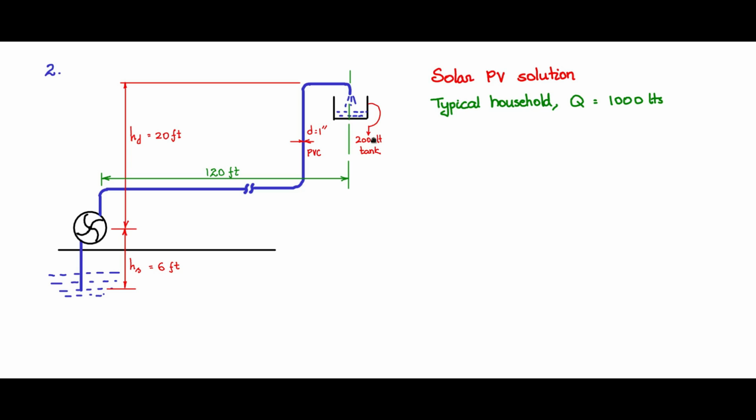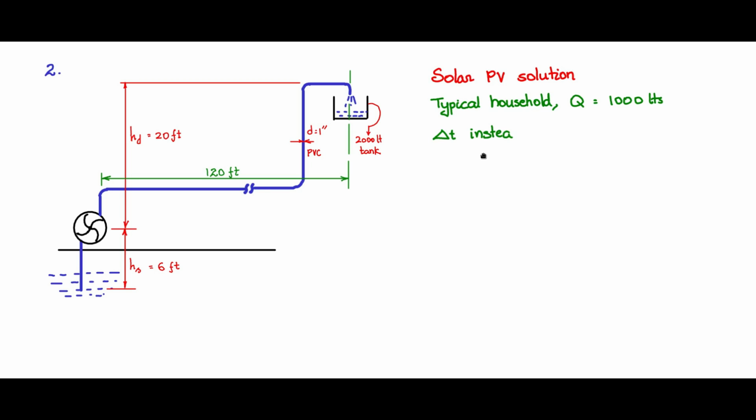Now fill up this tank for complete 2000 liters. So in a day, 1000 liters is utilized by the household, and 1000 liters should be put back into the tank by the end of the day. So that is the logic that we will be using.